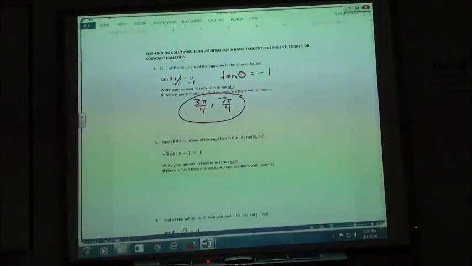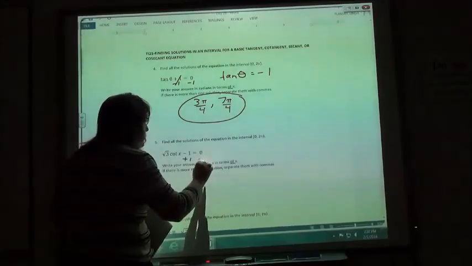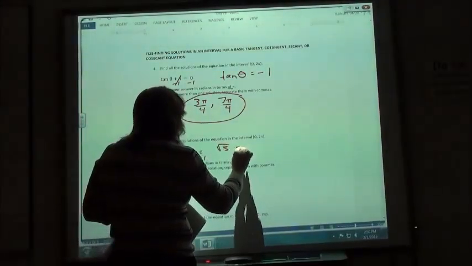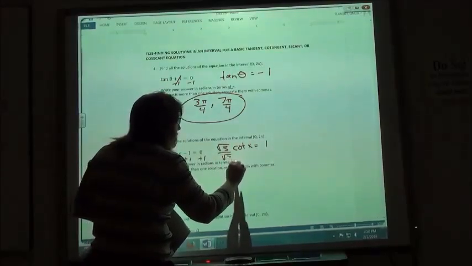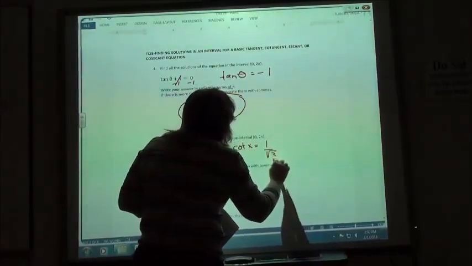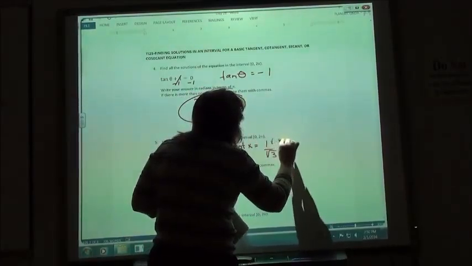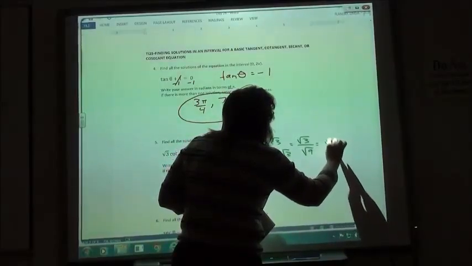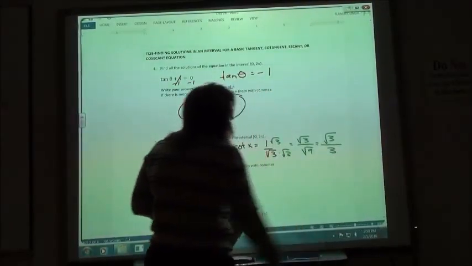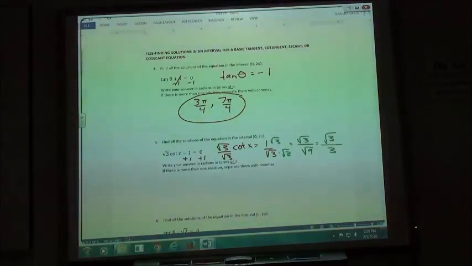On the next one, we want to solve that one for cotangent. First thing we're going to do is add 1. So we have the square root of 3 cotangent of x equals 1. We're then going to divide by the square root of 3. And of course we would want to rationalize that. So we're going to multiply by the square root of 3. We get square root of 3 over square root of 9, which we know is square root of 3 over 3. So we're looking for where our cotangent of x is equal to square root of 3 over 3.